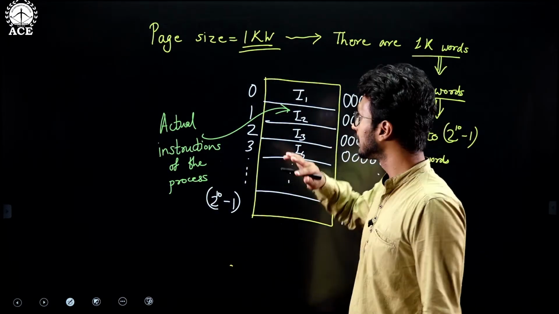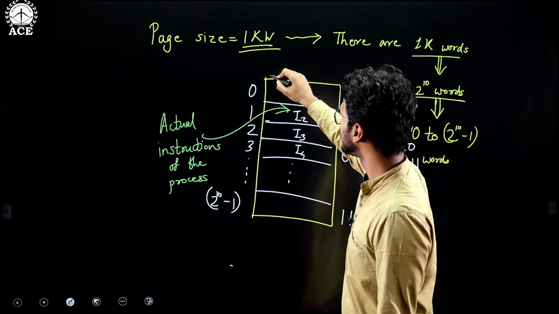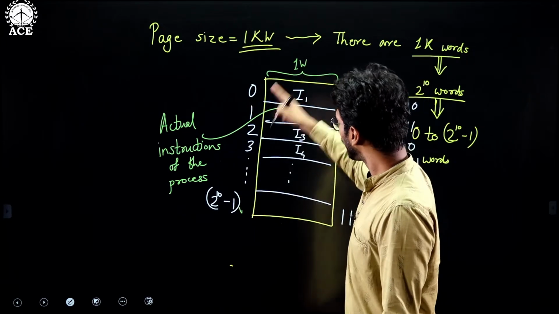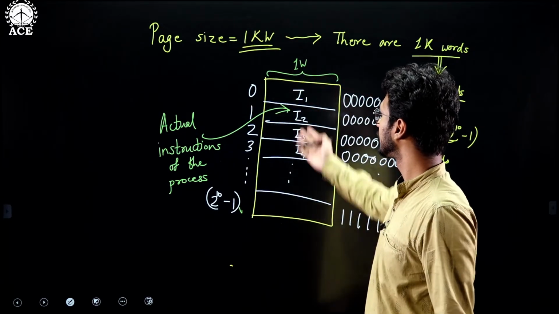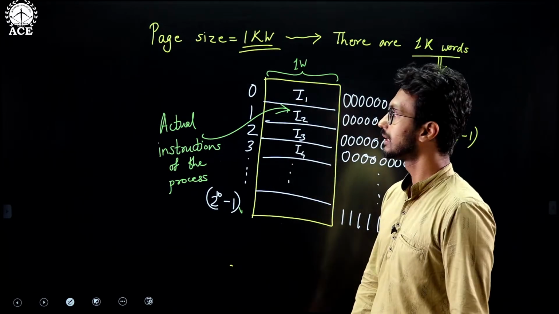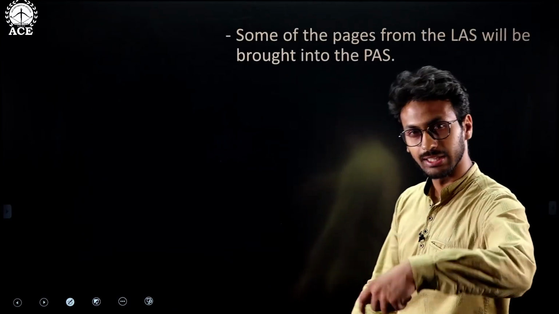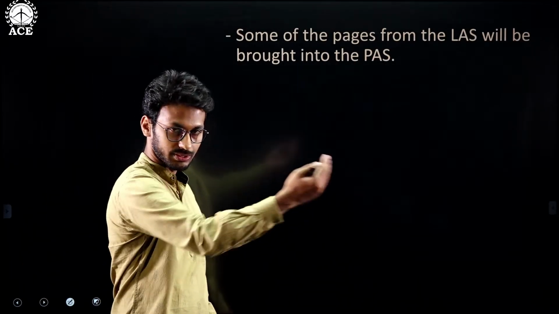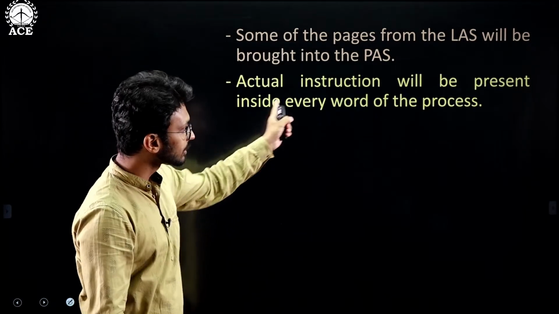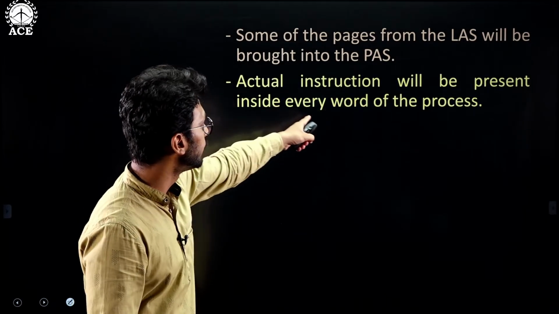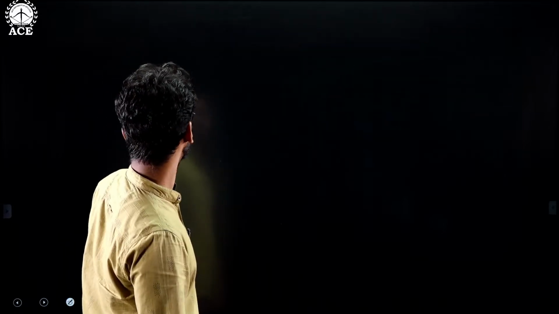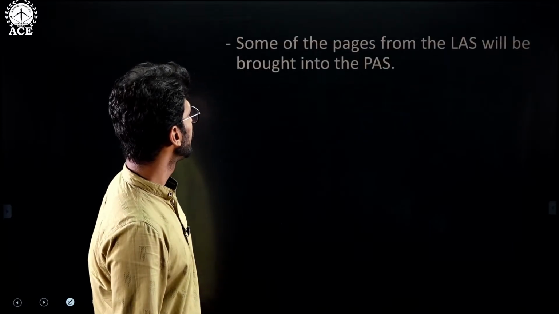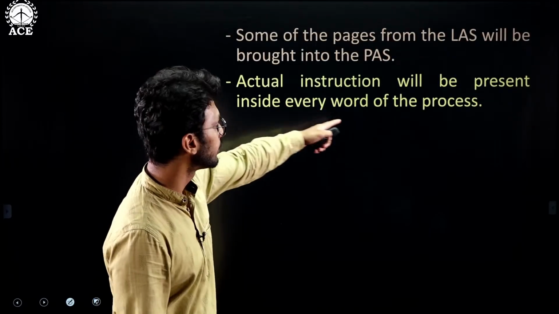So you got to know the meaning of page size 1 kilo word. Each one is one word, and 1 kilo words are there. Done with it. Let's see the next one. Now again theoretical points. Some of the pages from the logical address space will be brought into physical address space. Actual instructions will be present inside every word of the process. That is what I mentioned.